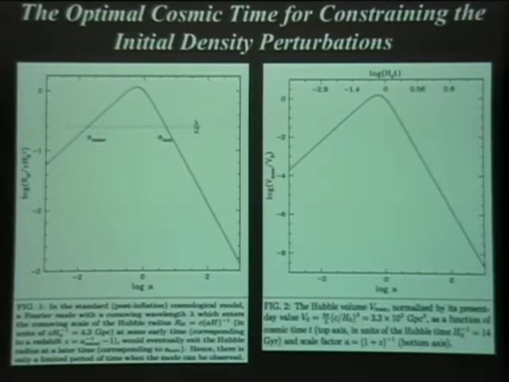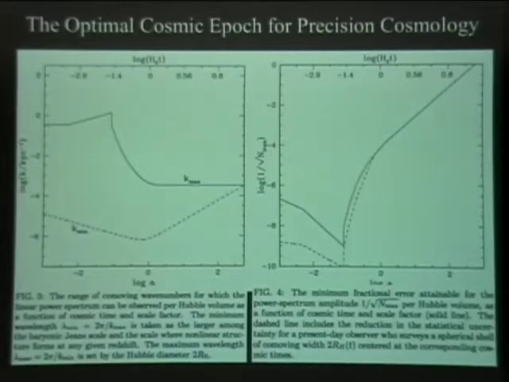And it's an interesting question to ask, when is the best time to do cosmology? So I just counted modes, and you need to know what is the maximum wave number that you can probe, and what is the minimum wave number that you can probe. And of course, the wave number is 2 pi over the wavelength. And so what is the shortest wavelength that you can be sensitive to?